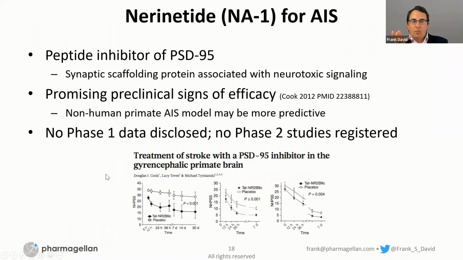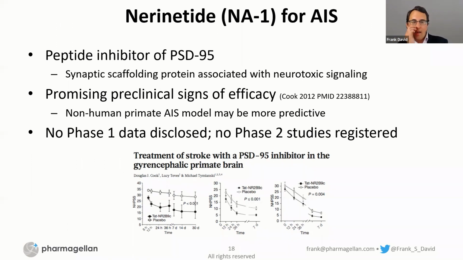So this particular asset is a drug called Neuroanatide, also called NA1. The company that owns it is called NoNo, which is a terrible name, but they're a Canadian private biotech. This is their only asset.